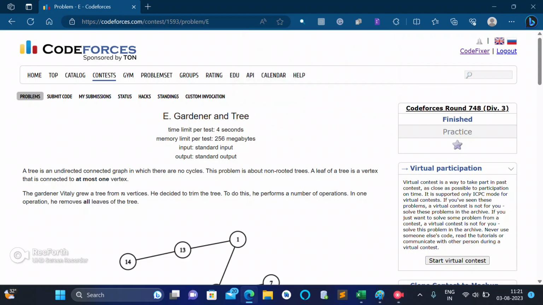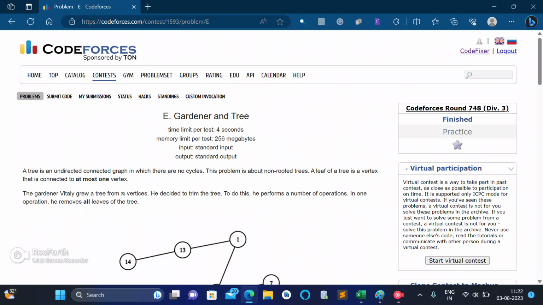Hello everyone, so today in this video we are going to discuss the question Gardener and Tree, which was asked in Codeforces Round 748 Div. 3. In this question we are given a tree which is undirected and connected, and the tree given to us is non-rooted, that is, no root is present in the tree.